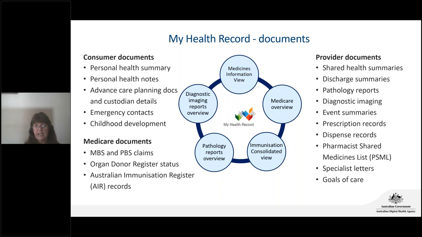And in the middle here, you can see we've got some circles with some overview documents, which are actually system generated views of the information that's dispersed across a person's MyHealth record. And they're designed to make it quick and easy for you to locate what you need, and hopefully make your life simpler in finding that information. Because you can imagine, say, for medicines, there could be medicines information in quite a few of these different documents. And previously, you'd have to go through each one and sort of piece it together. Now we have what's called the medicines information view, and it brings it all onto one screen so you can quickly and easily find that.